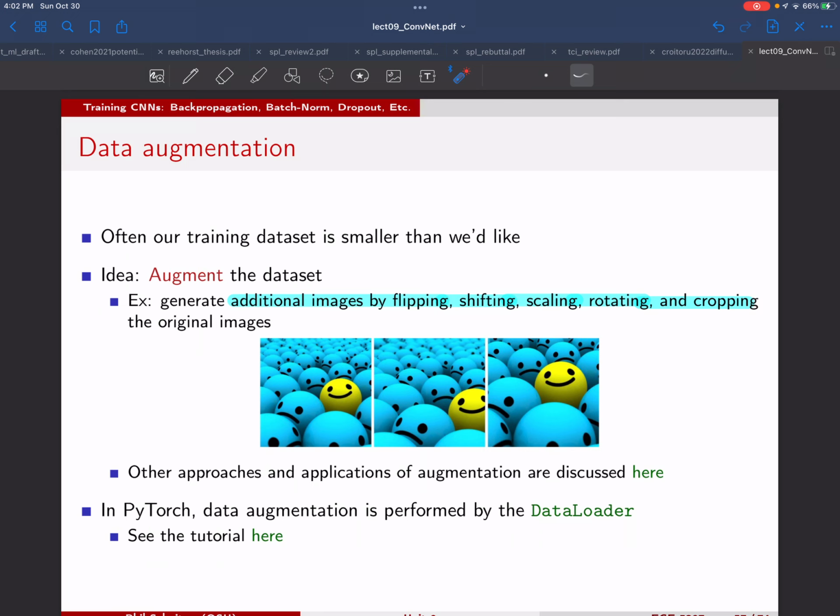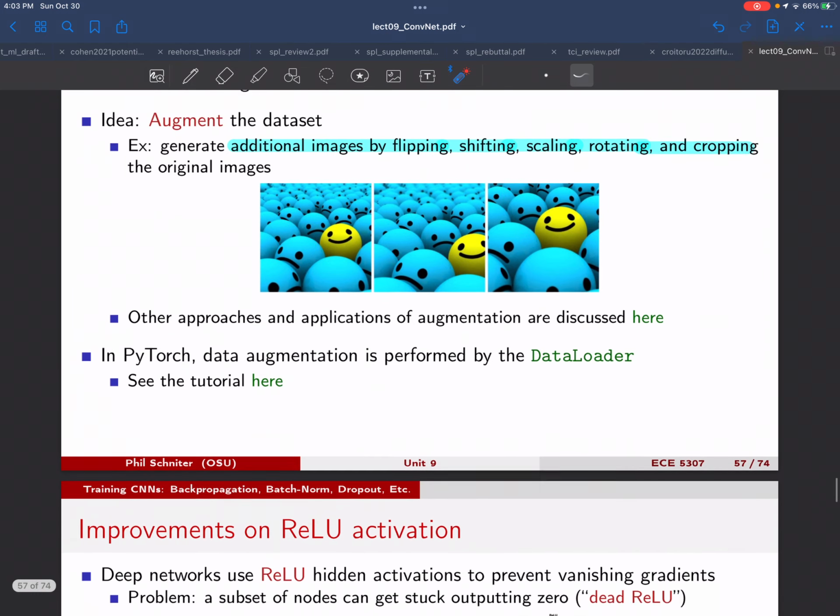If you know about your data, you can do this. If you don't really understand the structure in your data, it's not really possible to do this. But when you work with images, you often know these things. When you do this, it's performed by the data loader in PyTorch, and there's a nice tutorial here.